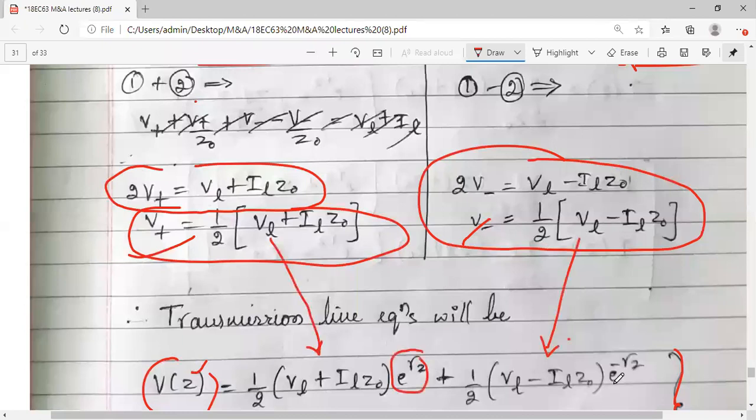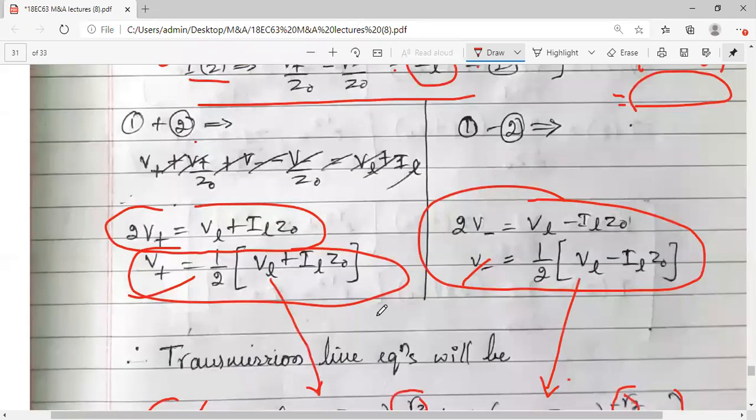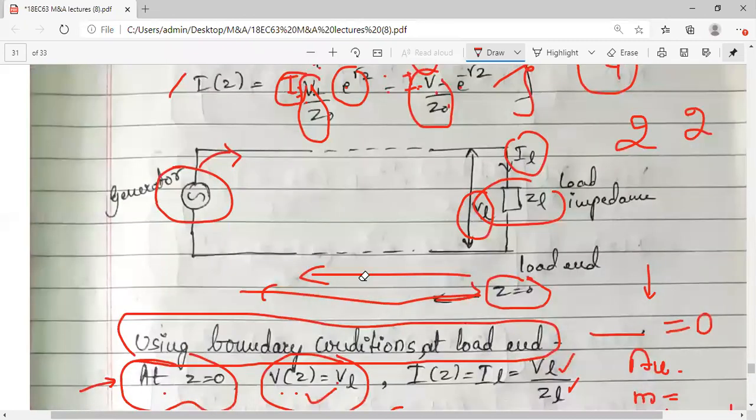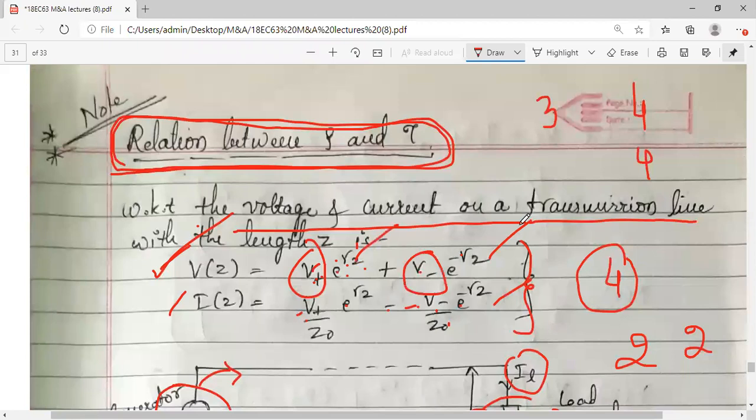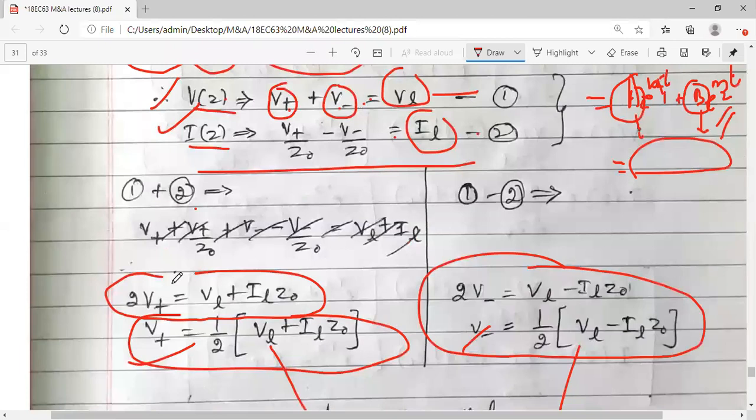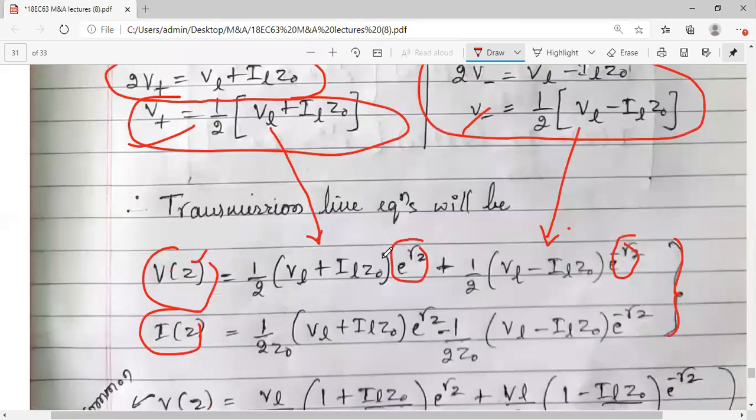How I got these two? These are actually your solution, right? Okay. So V plus value and V minus value after substituting exponential term. So this is your V of Z equation. So I've got that V of Z is equal to V plus e raised to plus V minus e raised to. Similarly, take the second equation, I of Z.